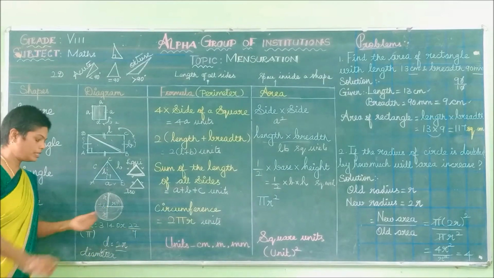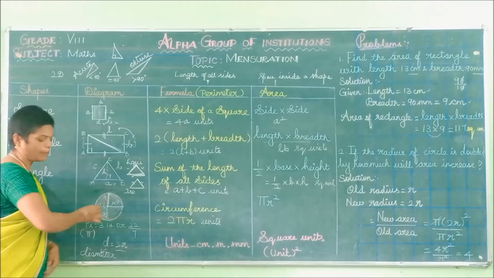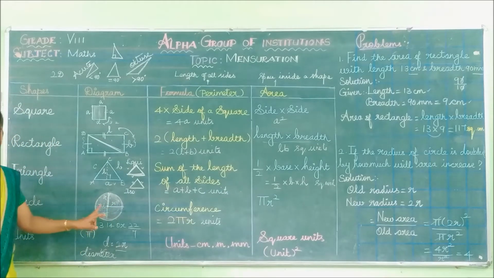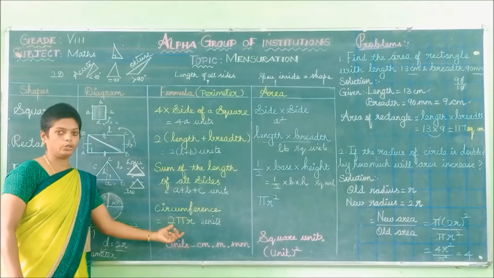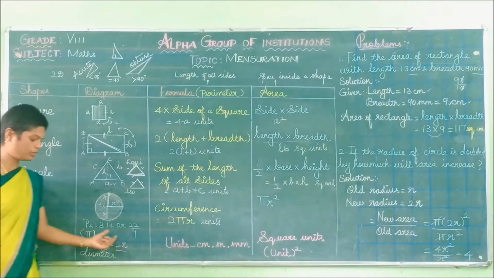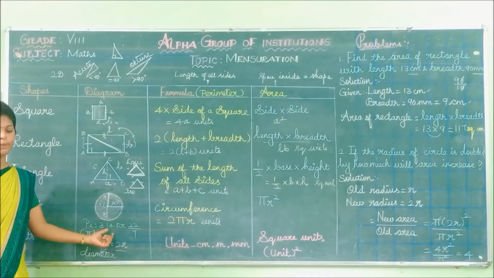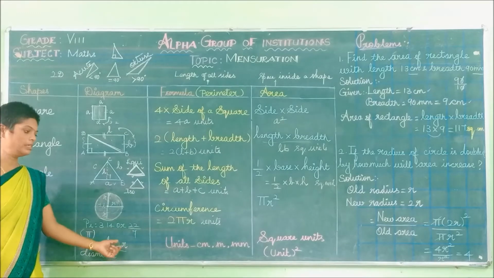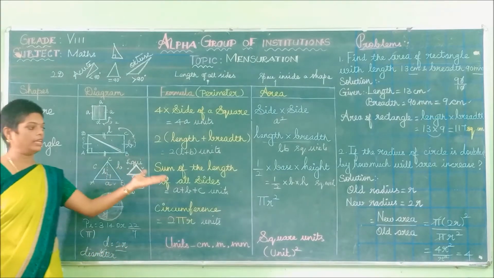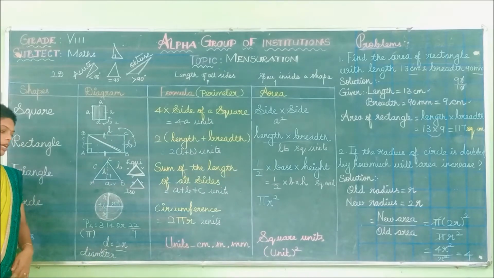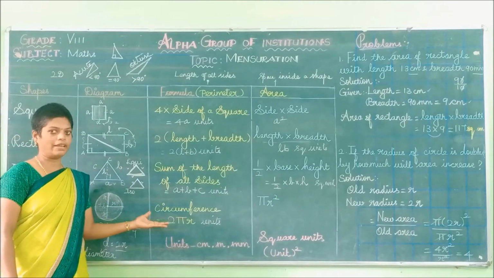Radius is the distance from the center to any point on the circle. Diameter is 2 times the radius. Then circumference is 2 pi r. Here pi denotes the value 3.14, or 22 by 7. For area it is pi r square. So these are the values.